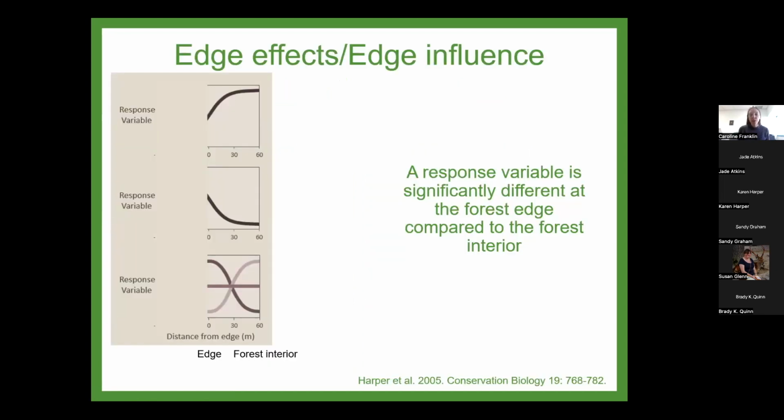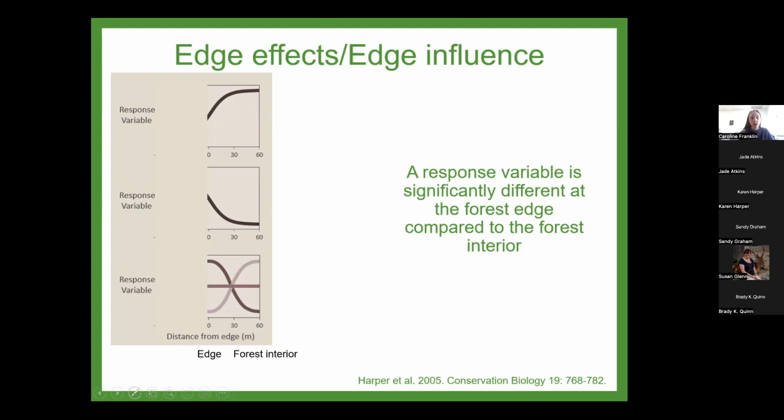So you may have heard the term an edge effect or edge influence, and this occurs when a response variable is significantly different at the forest edge compared to the forest interior. And so this forest interior we think of as being undisturbed by the forest edge. And so if we look at this graph on the left-hand side here, on the x-axis is distance from edge. So the 0 meters would indicate the position of the forest edge. And then as we go into the forest interior, we increase our distance from the edge. So in this case, the forest interior is being represented by 60 meters.